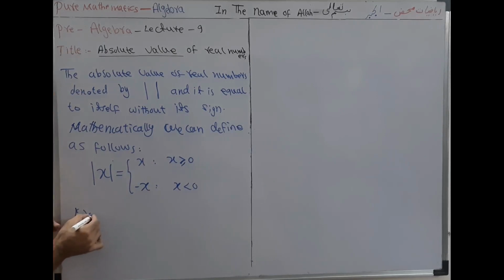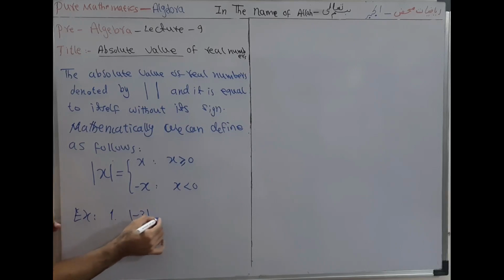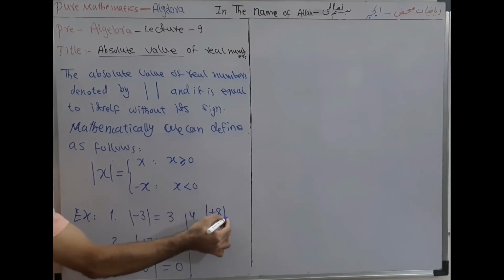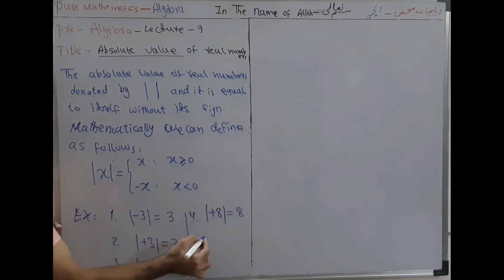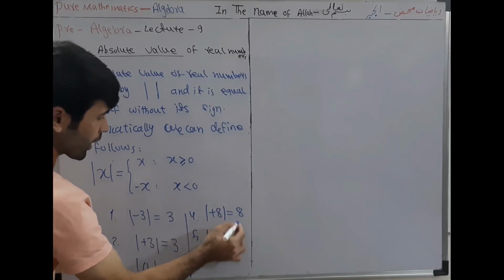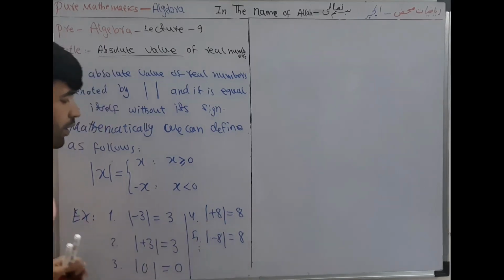Example number 1. Absolute value of minus 3 is equal to 3. Number 2. Absolute value of positive 3 is equal to 3. Number 3. Absolute value of 0 is equal to 0. Number 4. Absolute value of positive 8 is equal to 8. Number 5. Absolute value of minus 8 is equal to 8, and so on.